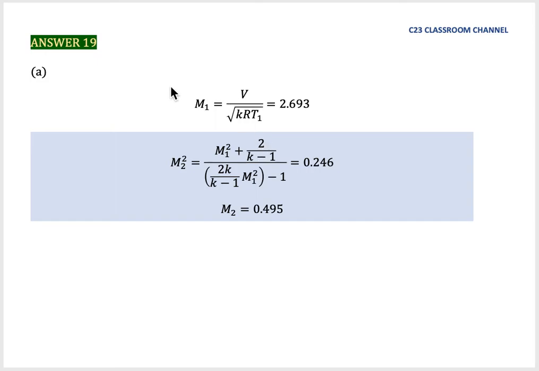So to calculate the Mach number before the shock wave, we use this equation, V over C, and the speed of sound is √(kRT), and we could get 2.693. And to get the Mach number after the shock wave, we use this equation. We get 0.246. Then we need to set this value, and then we could get the Mach number after the shock wave equal to 0.495.